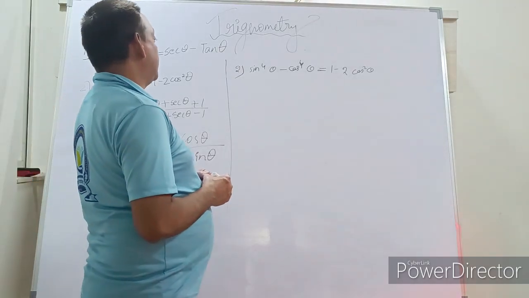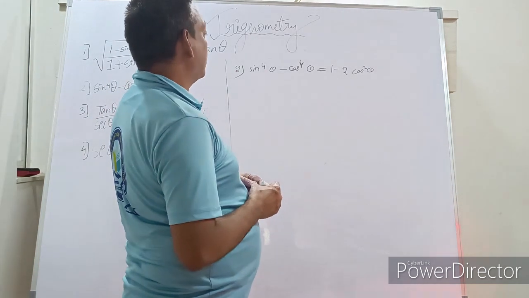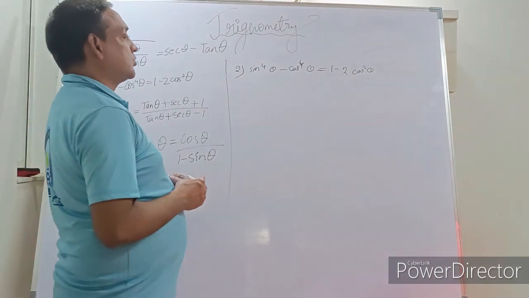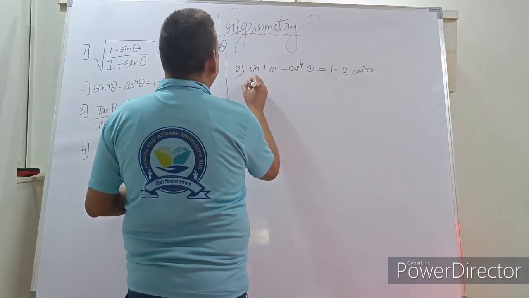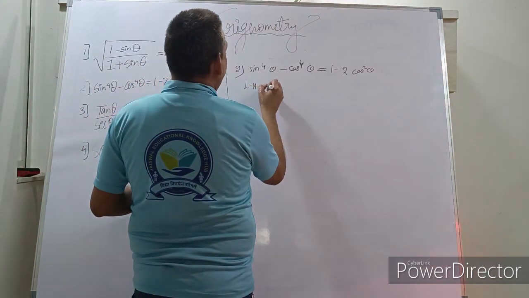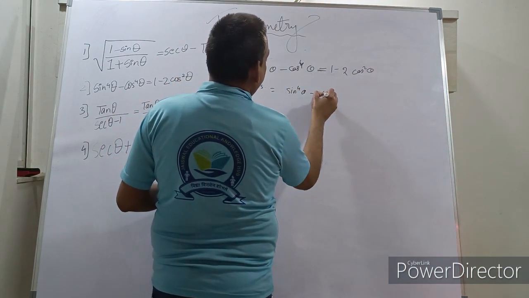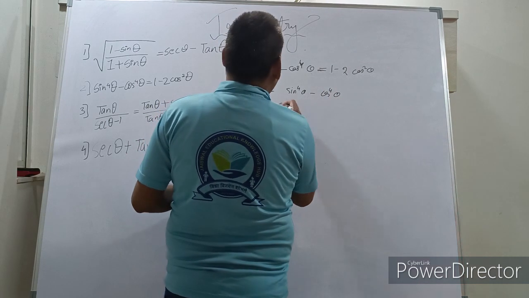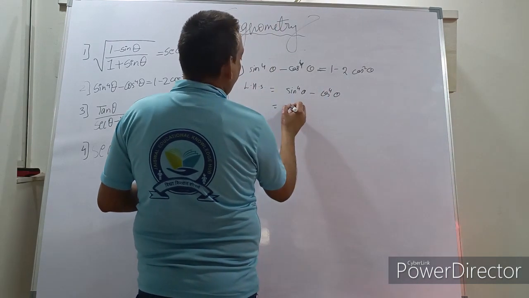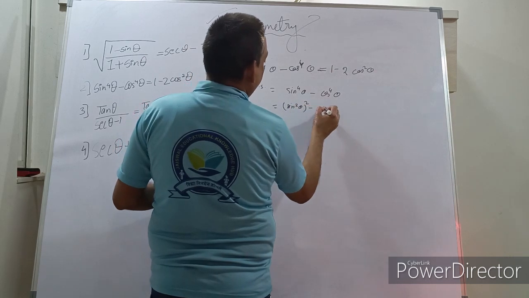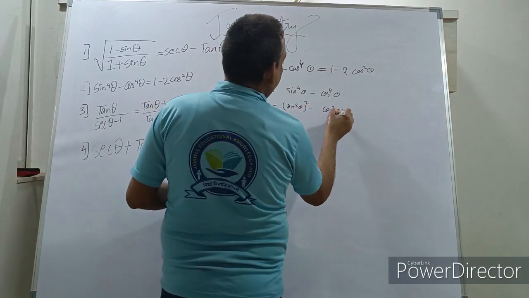Let's do the second sum. Now we have sine raised to 4 theta minus cos raised to 4 theta is equal to 1 minus 2 cos square theta. So again we'll take the LHS. Left hand side we have sine raised to 4 theta minus cos raised to 4 theta. So we can write this like (sine square theta) the whole square minus (cos square theta) the whole square.